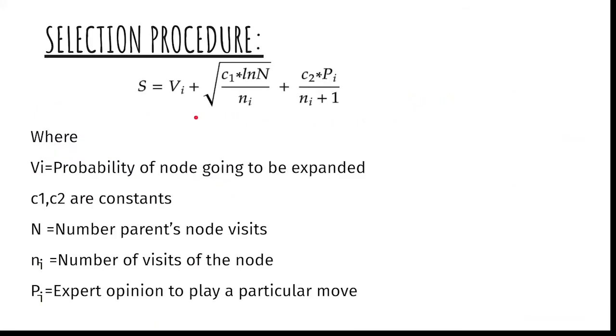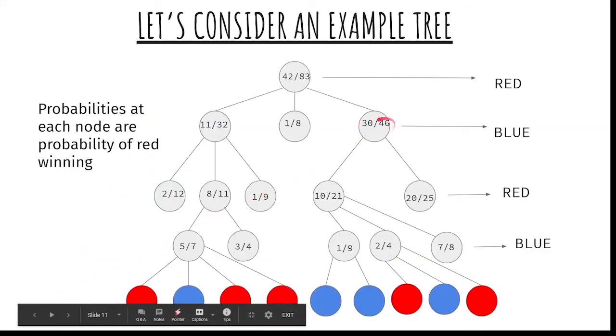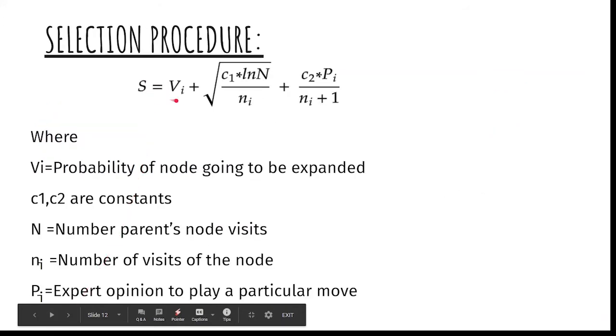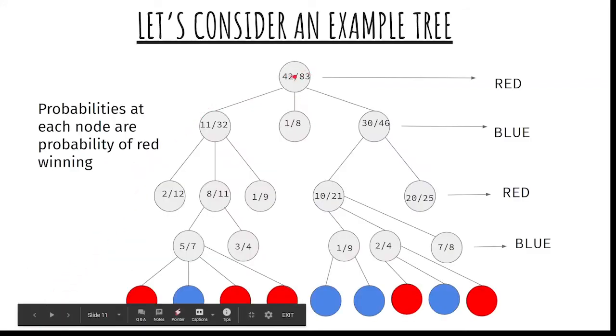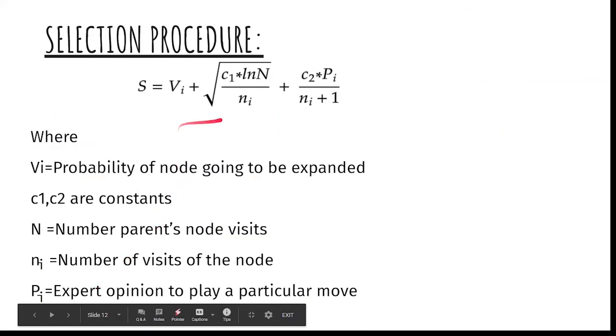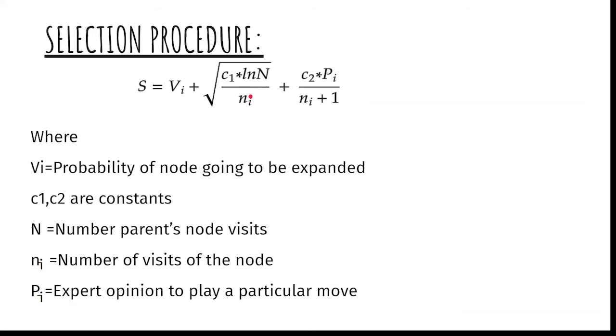So here, this S value is determined for each and every one of the children, and the one with maximum S value is chosen to play with. Here, Vi is the probability of the child node. That is, in our case, it was 30 by 46, right? So that is what Vi is, plus root over C1, some constant, into log of n. N is the number of games you've played at the current node, which is 83, and that is divided by ni, which is the number of games you played at the child's node. In our case, it was 46.